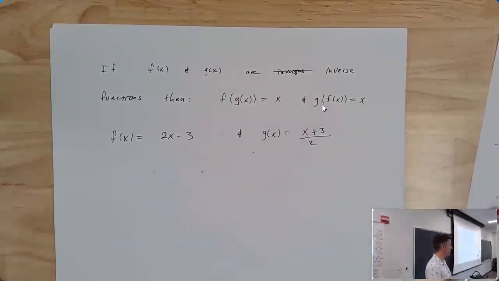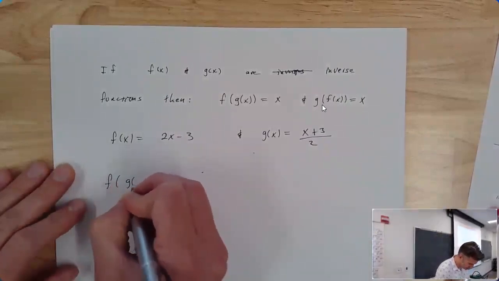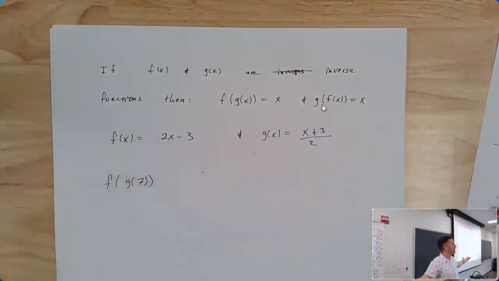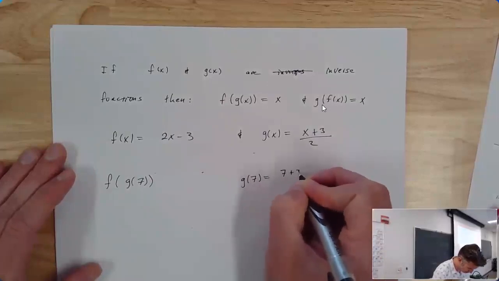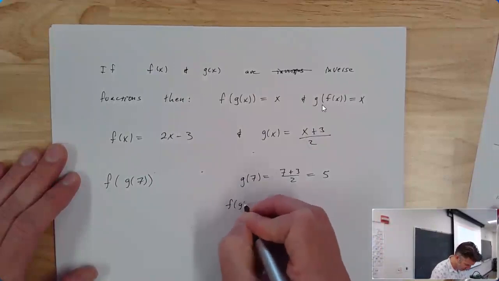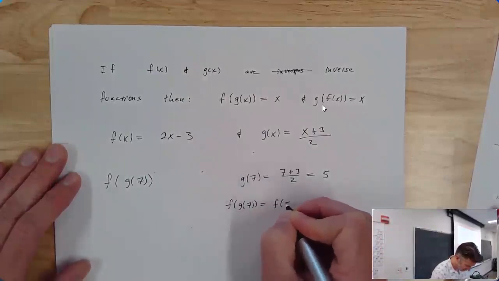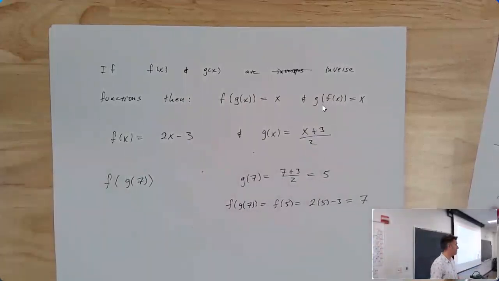There's my inverse function. They undo each other. So let's see what happens if I want to find, say, f of g of 7. We already know what the answer is. I'm going to show the work, but the answer is what? Right. But let's see what g of 7 is. g of 7 is 7 plus 3 over 2, which is 10 over 2, which is 5. And f of g of 7 is f of 5, which is 2 times 5 minus 3, which, surprise, surprise, is 7. So that's the very nature of inverse functions, is they undo what the other one does.